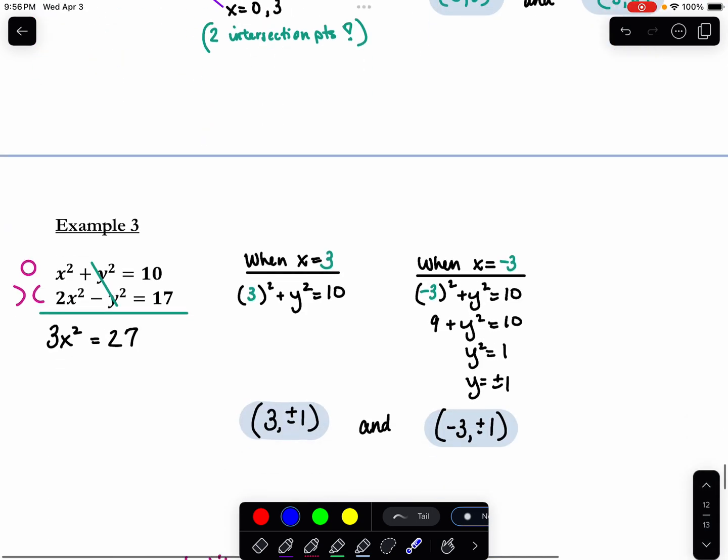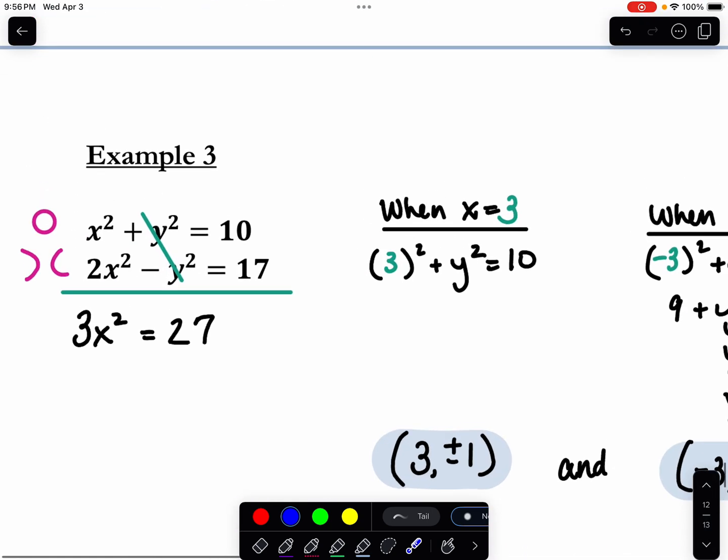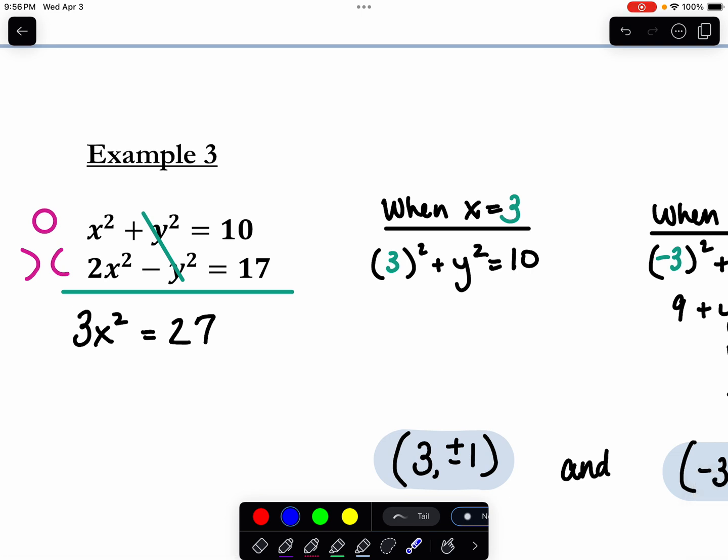All right, let's keep moving right along. So here we have our third example. This one's really nice because, again, it's lined up nicely, and both of these are x squared, both of these are y squared. So we can really treat it like a normal system. The y squareds end up canceling on their own without having to do anything.